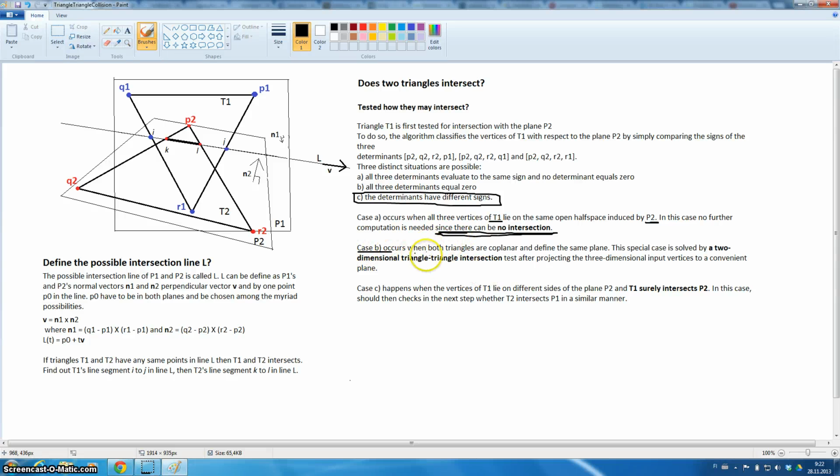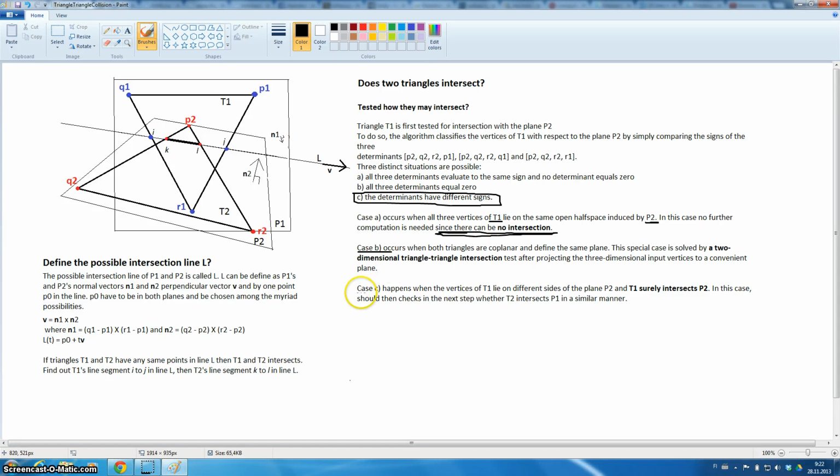Case B occurs when both triangles are coplanar and defined in the same plane. This special case is solved by two-dimensional triangle intersection, since those planes are in the same position.